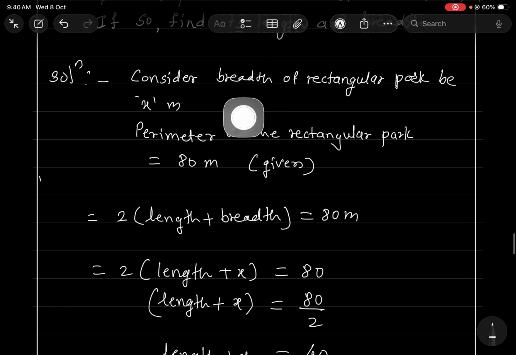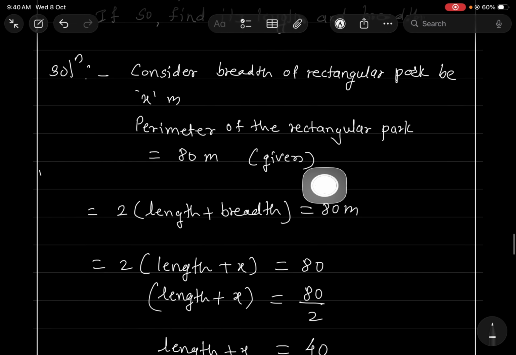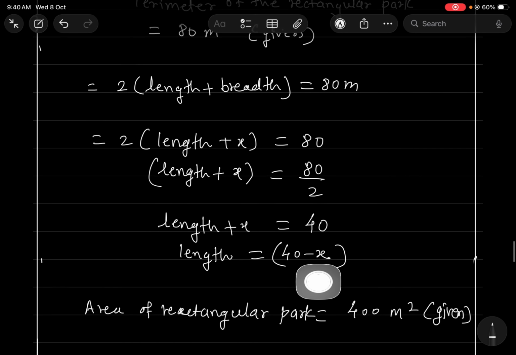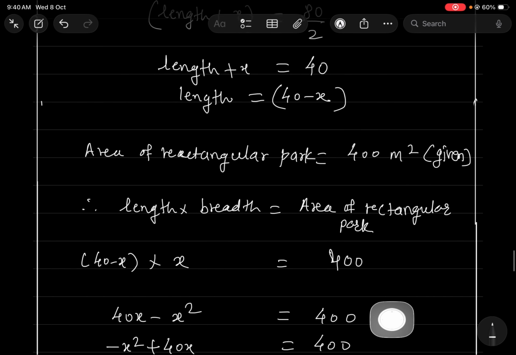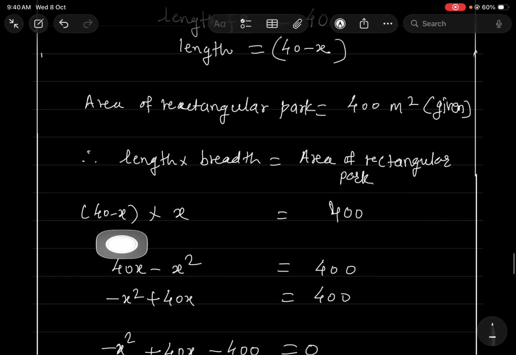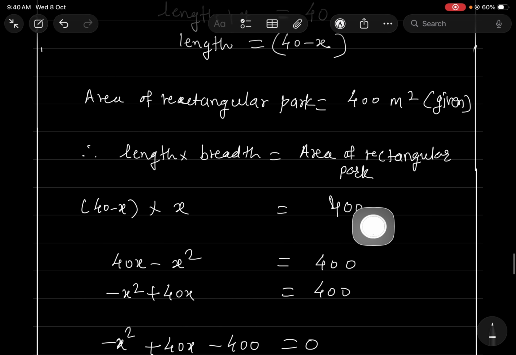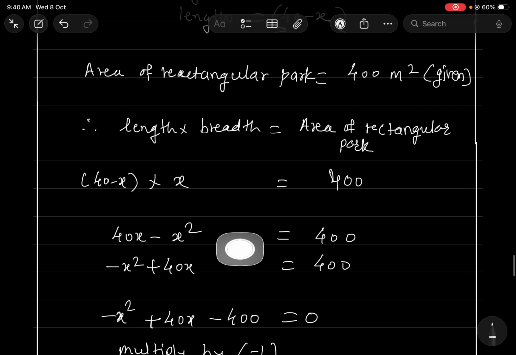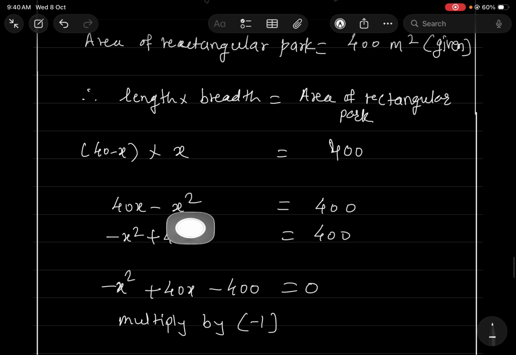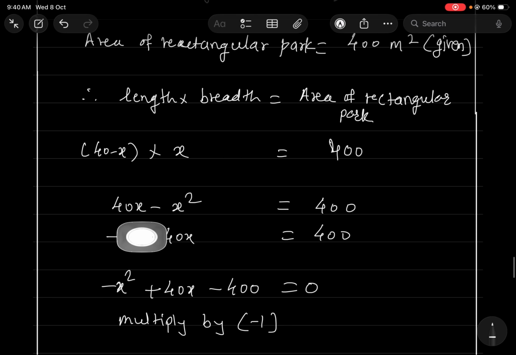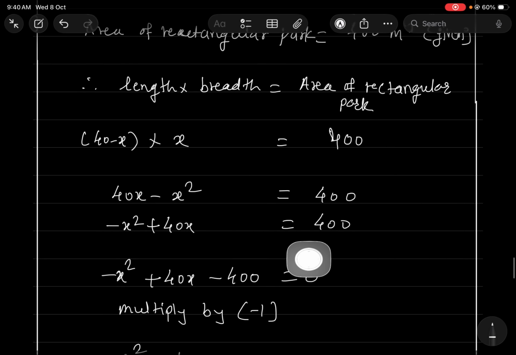Here first we consider the breadth x, and since the perimeter is given, we find length equal to 40 minus x. Now the area of the rectangle is given, so we already have breadth x and length 40 minus x. So length into breadth equals the area of the rectangular park: 40 minus x into x equals 400. This 400 is also given. Now multiplying x into 40, 40x minus x square equals 400. Rearranging, minus x square plus 40x equals 400.